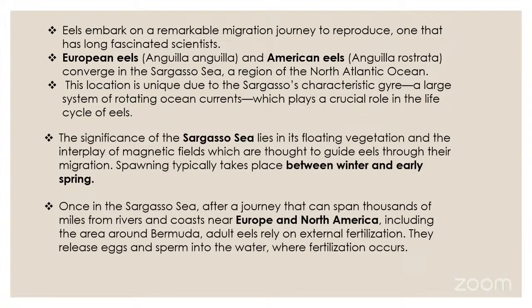You need to mention these two important eels: the European eel and the American eel. And what is the sea? That is the Sargasso Sea. And they might ask you what is the importance of the Sargasso Sea. Why do they go only to the Sargasso Sea? Because of its floating vegetation. There is a lot of vegetation in this sea, so they can grow healthy. It's a very perfect and suitable area for fish to lay eggs. So in which season do they go? Between winter and early spring.